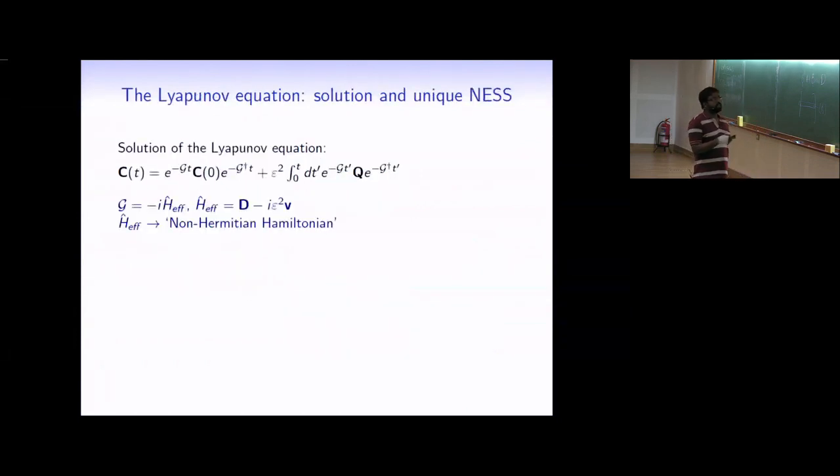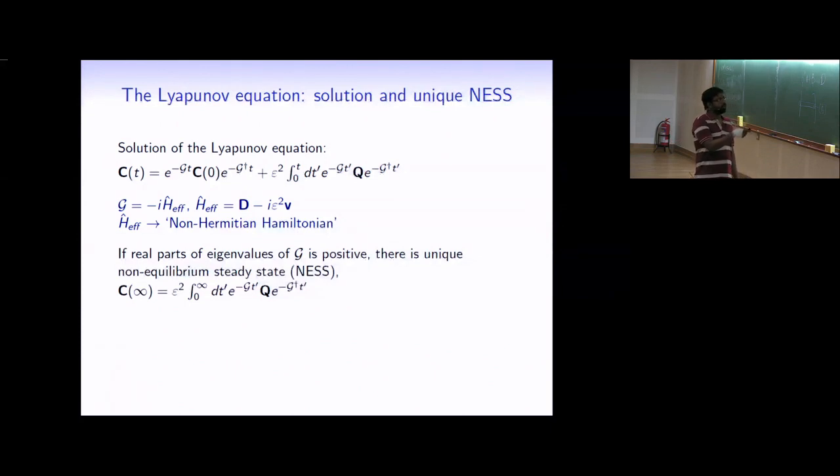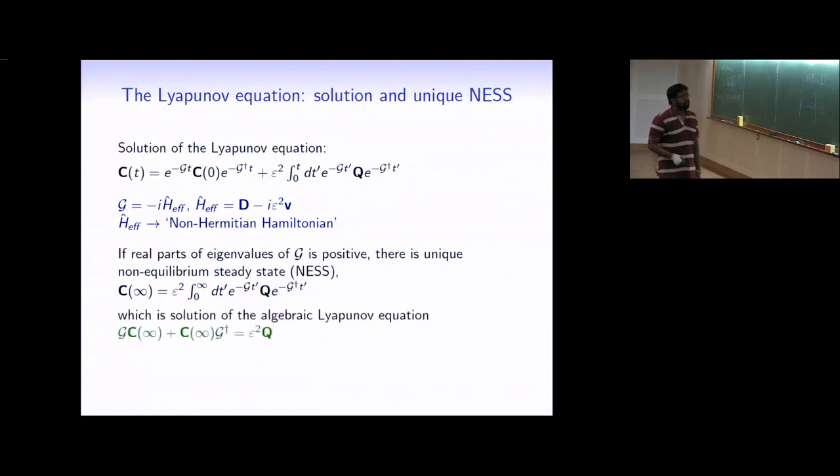And this is a well-studied equation, and the formal solution can be written like this. And you see, this is the time evolution by an effective non-Hermitian Hamiltonian. But you also have the noise, the quantum and thermal fluctuations term coming in. So, as is obvious from here, if the real parts of the eigenvalues of this are positive, then it just goes to a unique non-equilibrium steady state, which is given like this. It turns out to be a solution of this algebraic Lyapunov equation. And the nice thing is that it is such a standard equation that there are efficient algorithms to solve it. In fact, in Mathematica, you can just say solve Lyapunov and supply this G and Q, and it'll solve it for you. So it's a large simplification here.